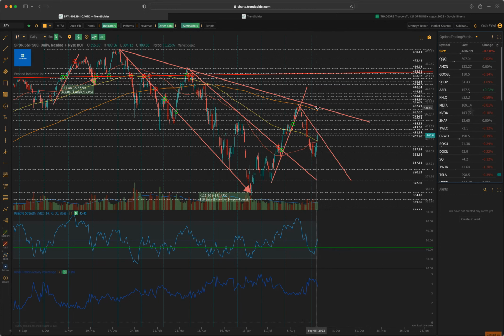And then the next resistance will be at the 426 area where the 200-day SMA is. The 50-day SMA is still going up. The 100-day SMA is still down, and the 200 is still down. So a lot of work needs to be done in this area. So what does that mean? It means a lot of unpredictability.